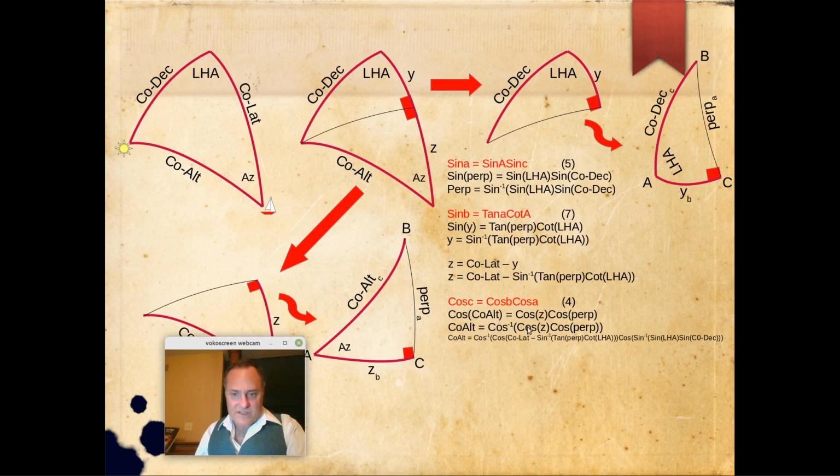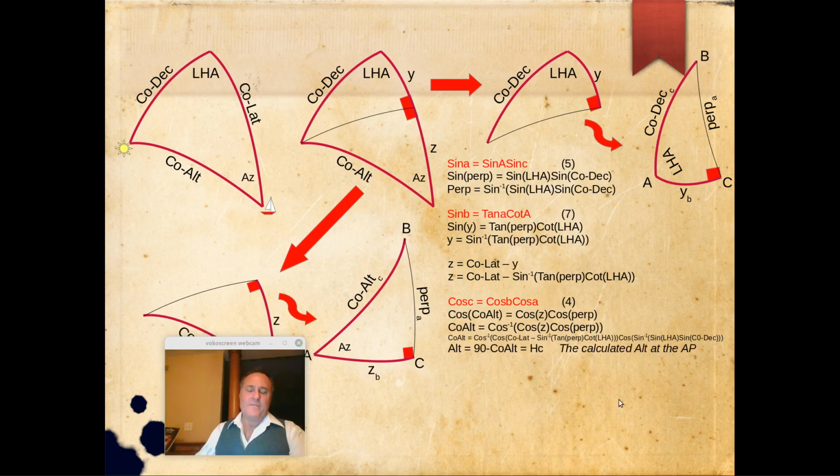Cosine inverse of the cosine of z. The cosine of z is all that, so it's right there. Local hour angle and local hour angle. Okay, and we're going to multiply it by the cosine of the perp. But the perp is right here. The perpendicular side is up here. So I've got the cosine of the sine inverse of the sine of the local hour triangle times the sine of the codeclination. There it is.